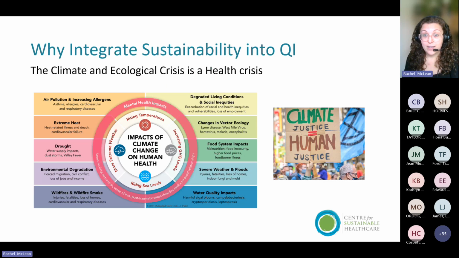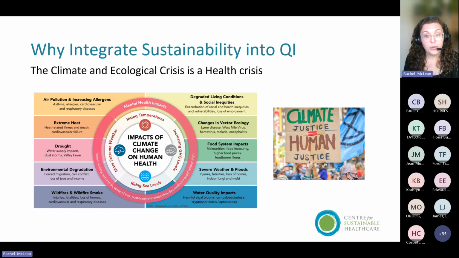So why do we need to think about integrating sustainability into quality improvement? Firstly, because climate and environment are inextricably linked to our health. On the screen is an infographic that shows the biggest climate change impacts in the centre: rising temperatures, more extreme weather events, rising greenhouse gas levels and rising sea levels. And then in the 10 coloured boxes around that you can see more specific environmental impacts. For example, on the top left, air pollution and increasing allergens, and then how these more specific impacts can be harmful to our health.